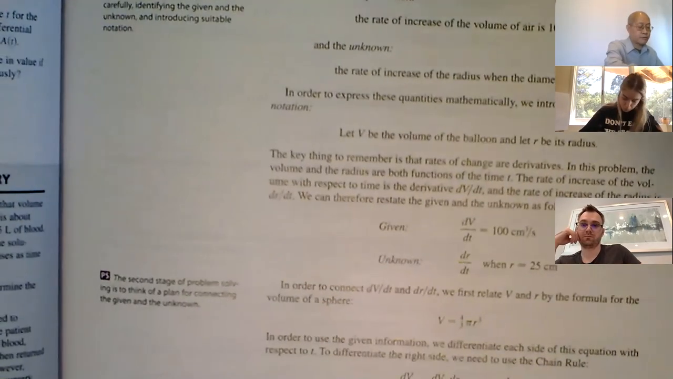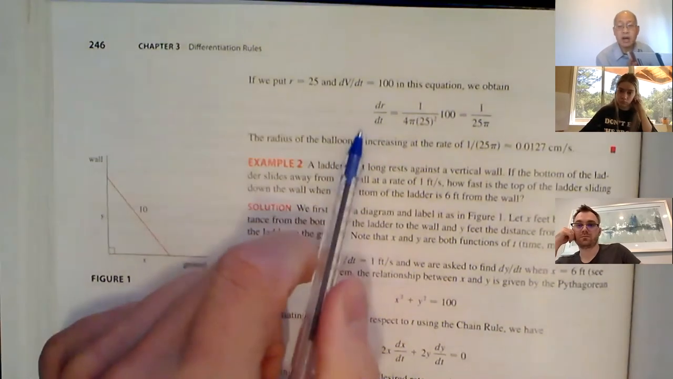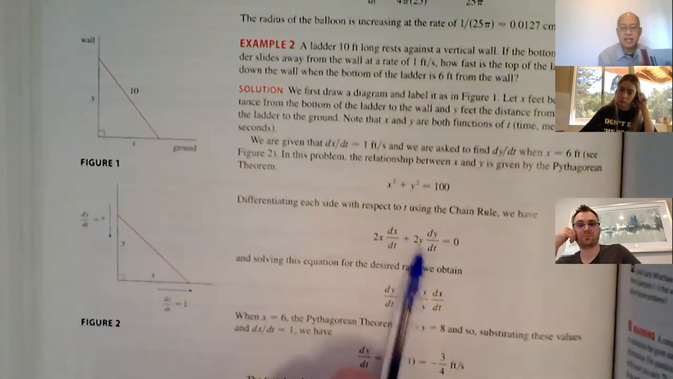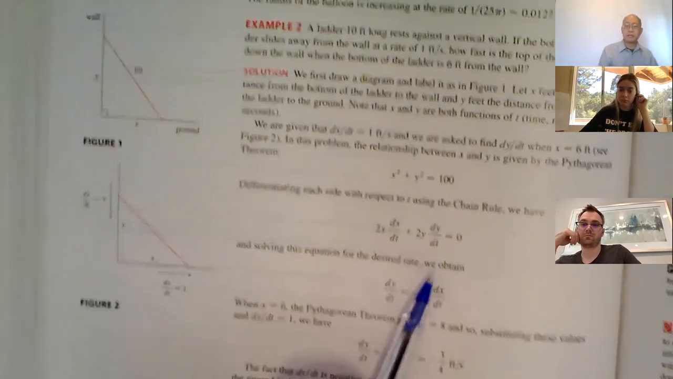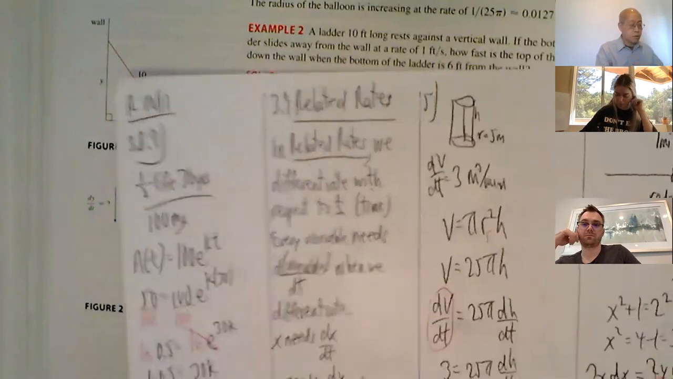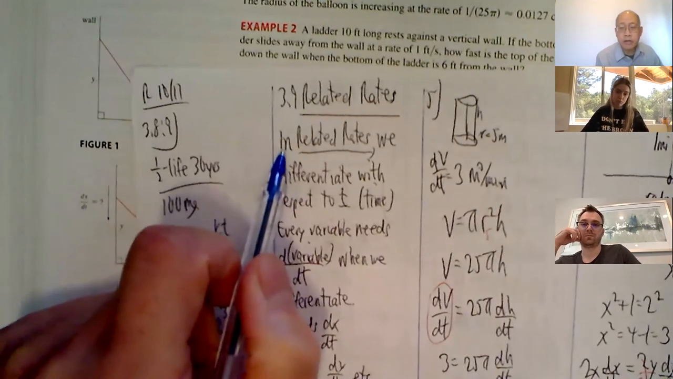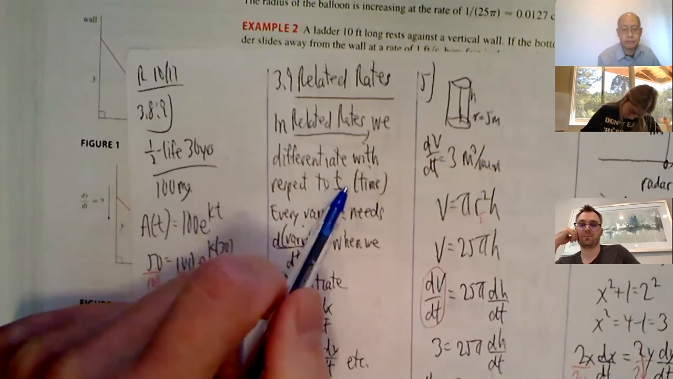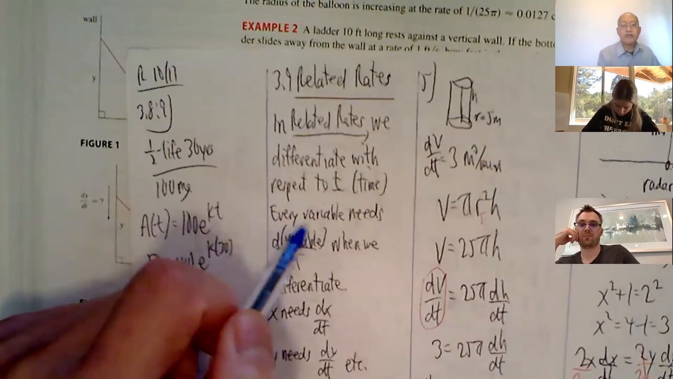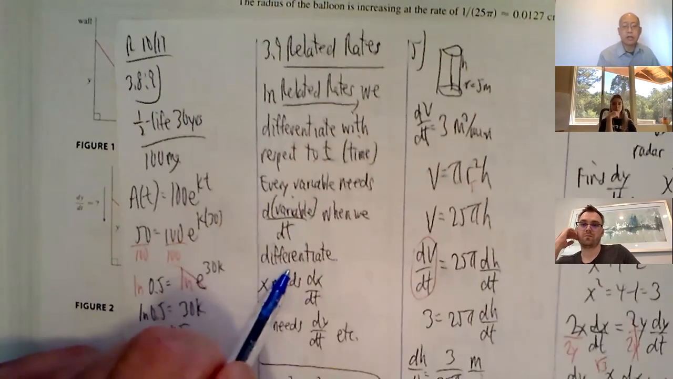You don't have to remember that. But if you just look casually at what they give us, dr dt, dx dt, dy dt, right? So everything, we're taking derivative with respect to time. Let me give you my version of this, 3.9 related rates. So in related rates, we differentiate with respect to t, which is time. Every variable needs a d variable dt when we differentiate.